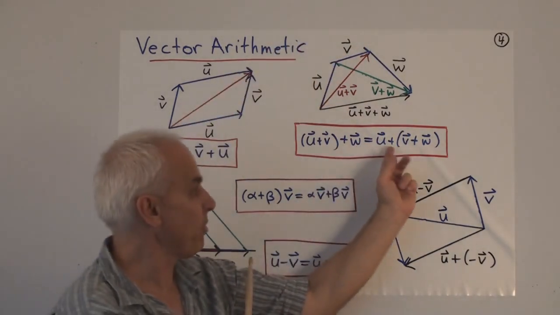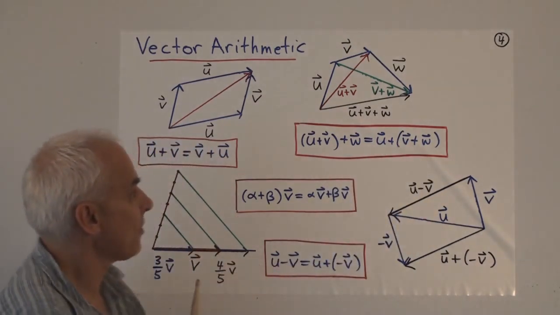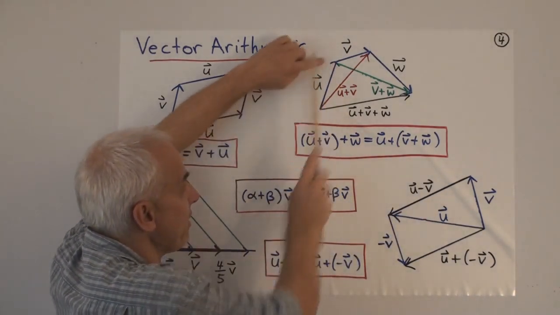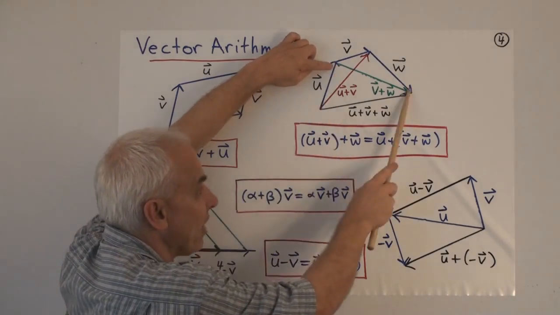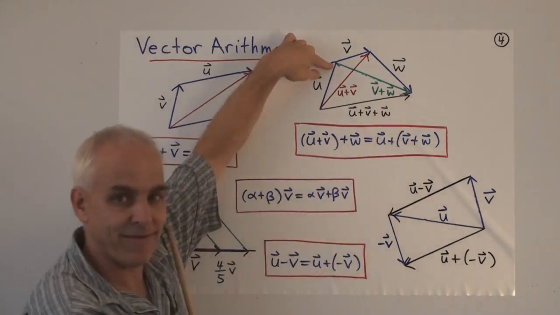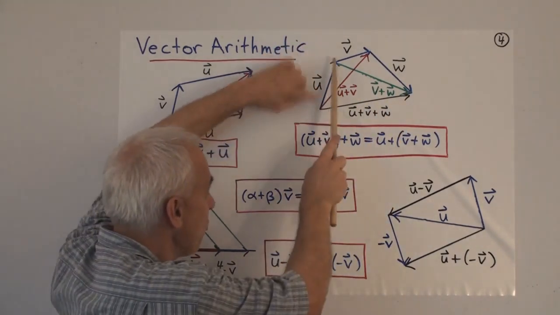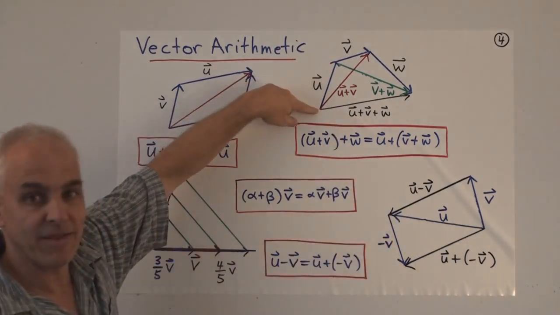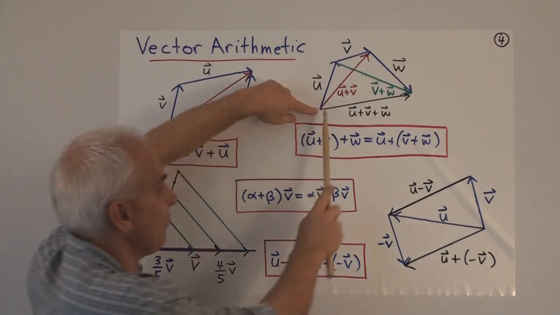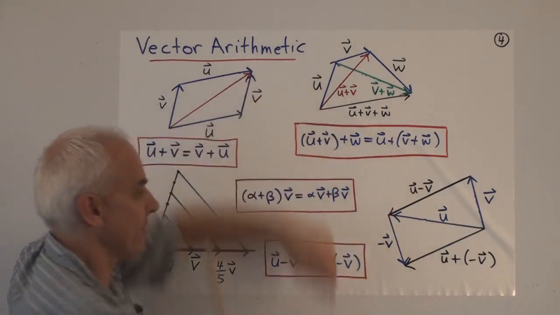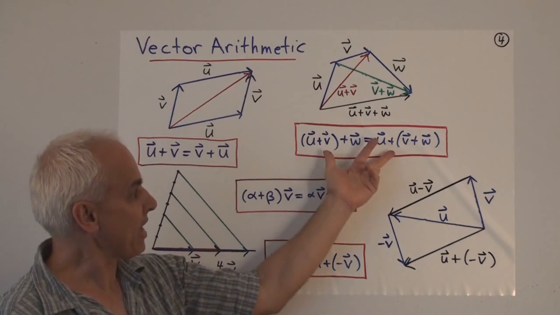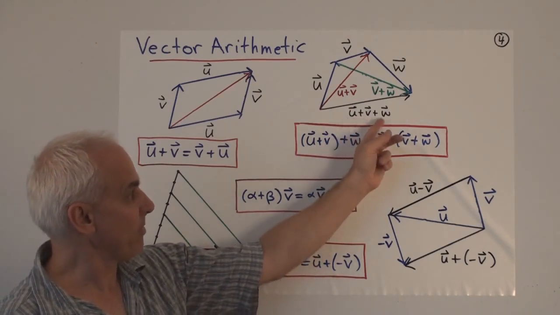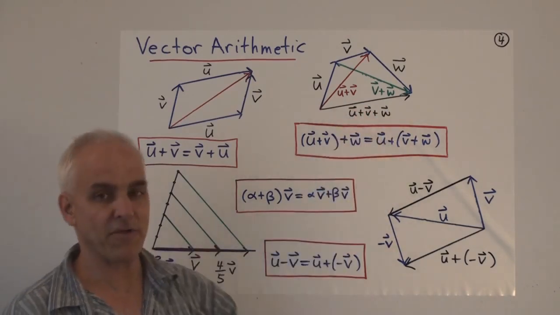On the other hand, u plus v plus w is first u and then v plus w, which we've established is this green one. So again, we're going u plus this vector, and again the combination that results is u plus v plus w, this black one here. Okay? So these two are the same, and because they're the same, we can just write u plus v plus w, and we don't have to worry about where the brackets go.